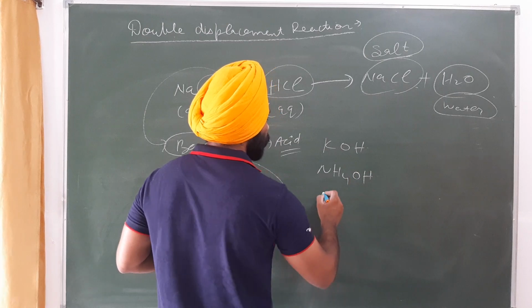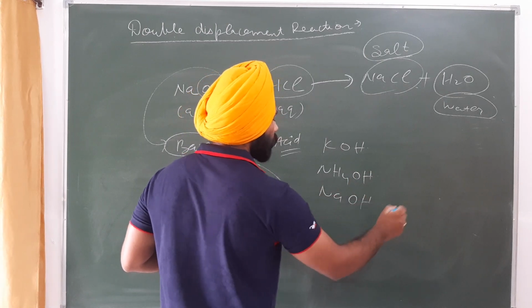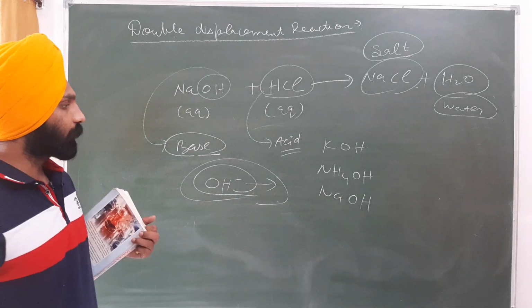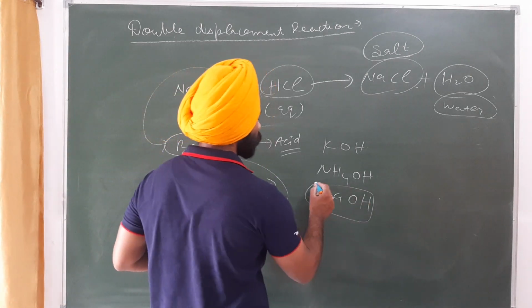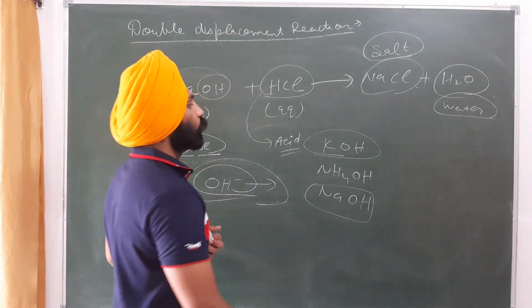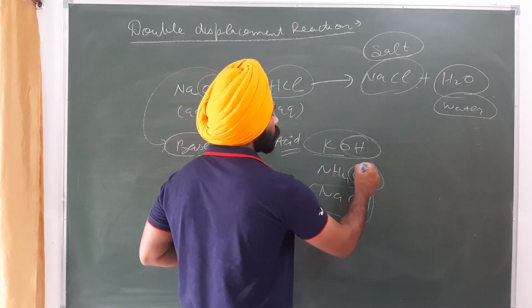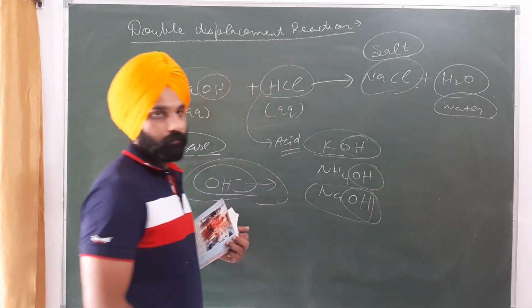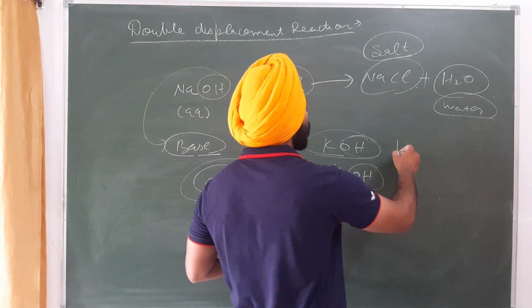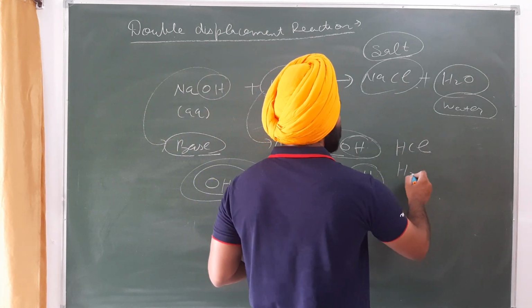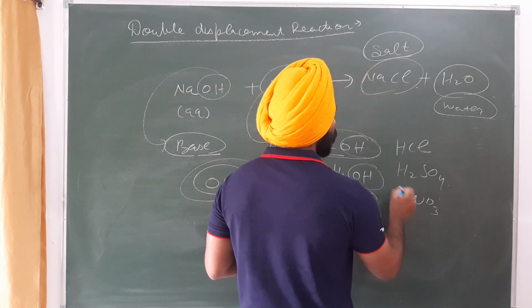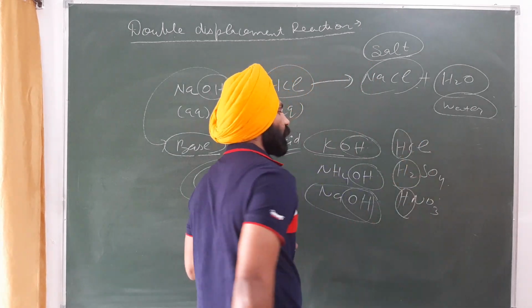NH4OH is a base, NaOH is a base. A lot of bases are there, but this is the strongest base. Any compound which has OH is called a base, and any compound which has hydrogen like HCl, H2SO4, HNO3, this is an acid.